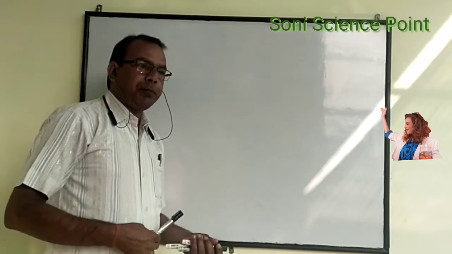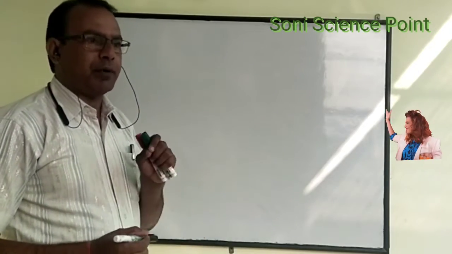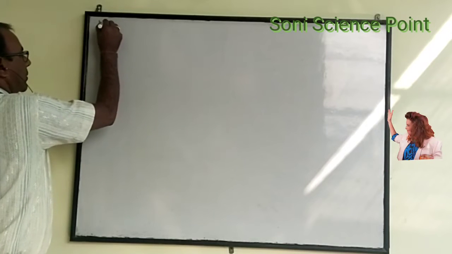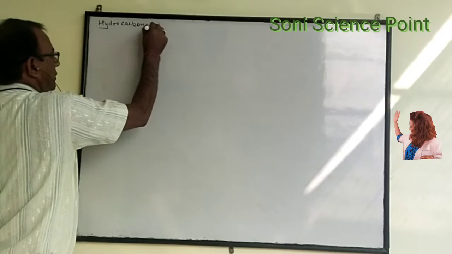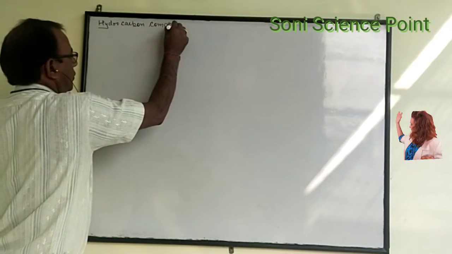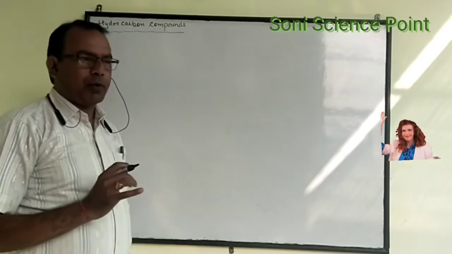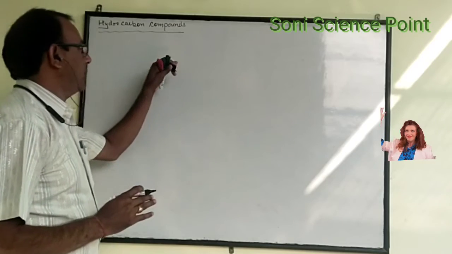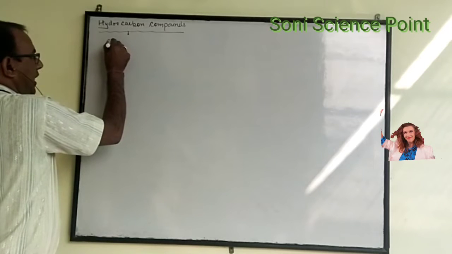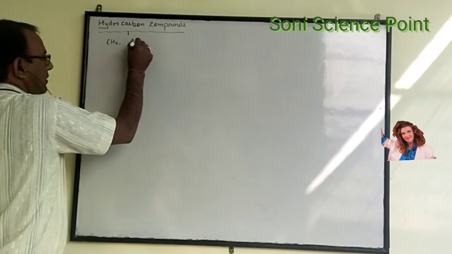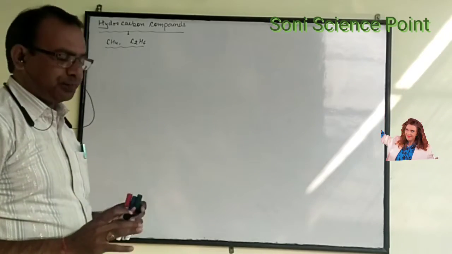Hello students, in the previous part we have seen some compounds made up of hydrocarbons. What do you mean by hydrocarbon compounds? The compounds which contain carbon and hydrogen. Or we can say that the compounds which are made up of hydrogen and carbon are called hydrocarbons, such as methane and ethane. They contain carbon as well as hydrogen.